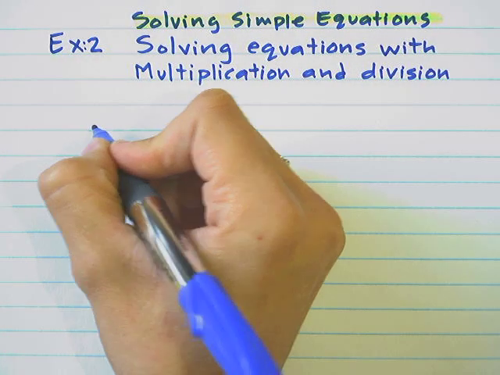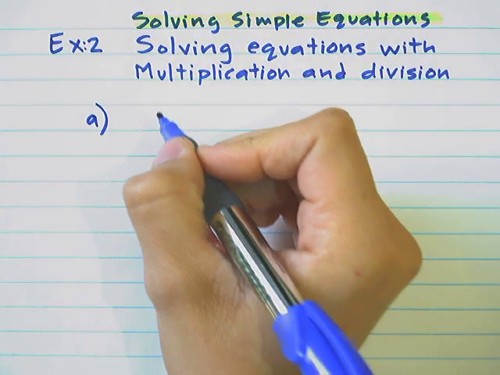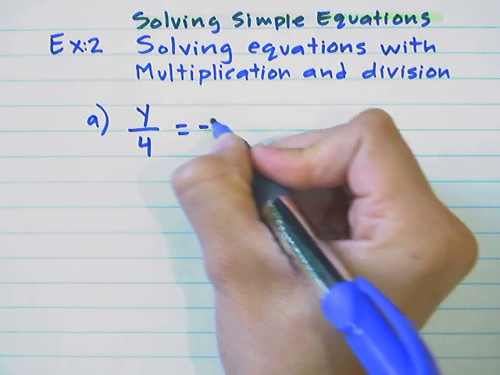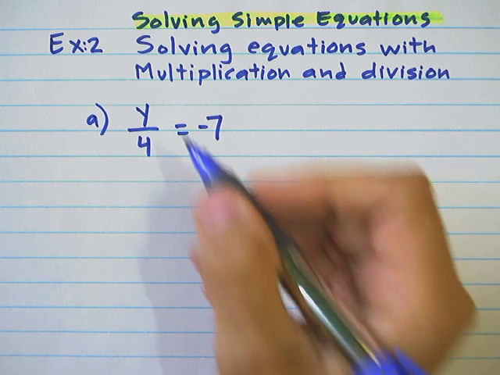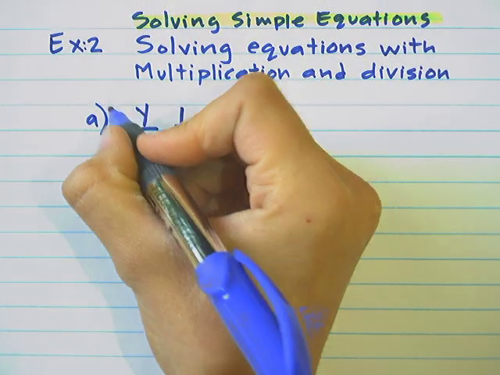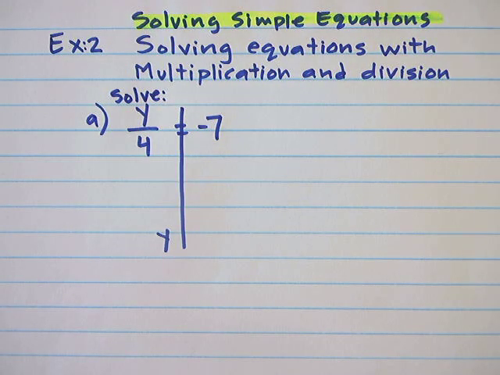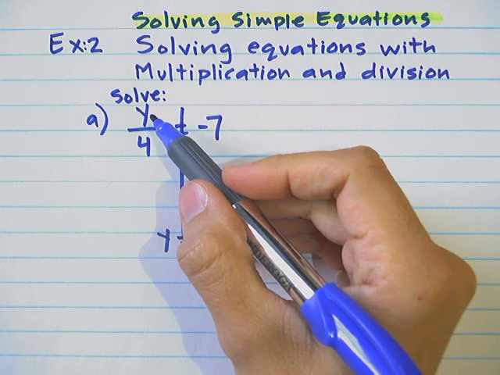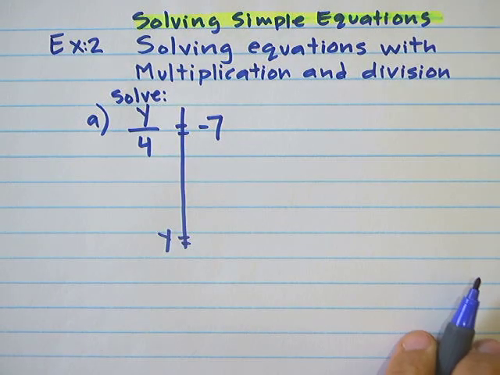So the first example, we'll say y divided by 4 equals -7. So again, it says we're solving, so we're going to try to get y all by itself. And solve means we're trying to find the value of y, kind of like solving the puzzle. So again, y needs to go from y over 4 to just y. So that means the 4 is no longer there.